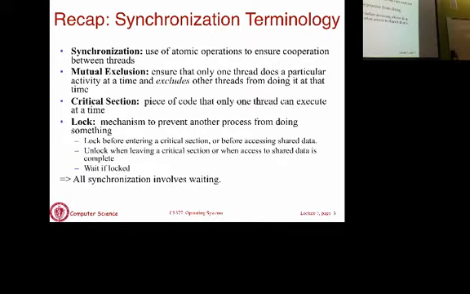So if thread A is doing a certain activity and it uses mutual exclusion, it's going to prevent all other threads from performing that activity at that point in time. Okay? So that's what is referred to as mutual exclusion. How to implement mutual exclusion, we will see. That's what we are going to use locks and things like that for.